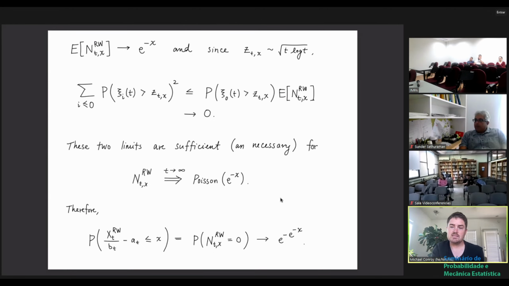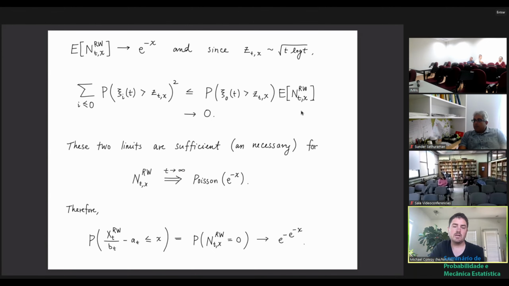And since z is of order square root of t log t, if we compute the sum of squared expectations of these independent Bernoulli random variables, you notice that they're monotone in i, because a random walk starting farther to the left is less likely to be a certain amount to the right at a certain time. And so we can bound this by the probability of a random walk being bigger than square root of t log t, which tends to 0, times this mean, which has a limit.